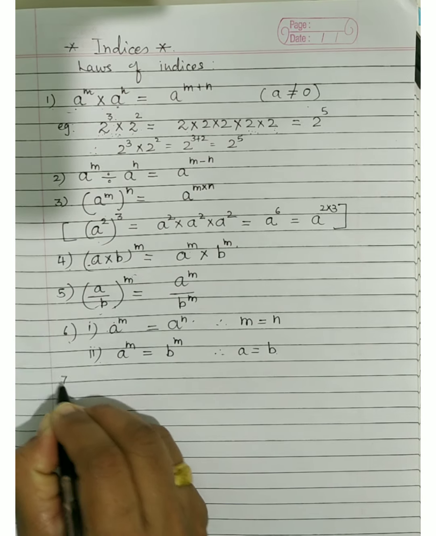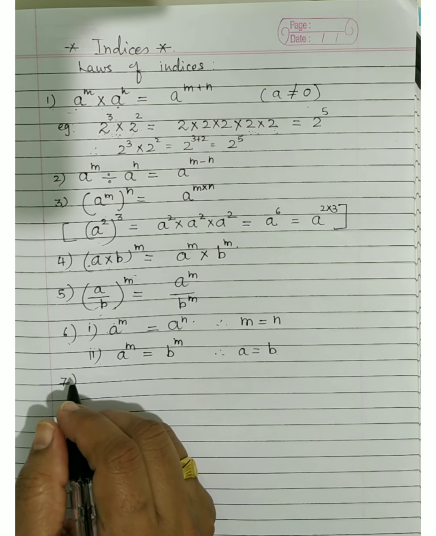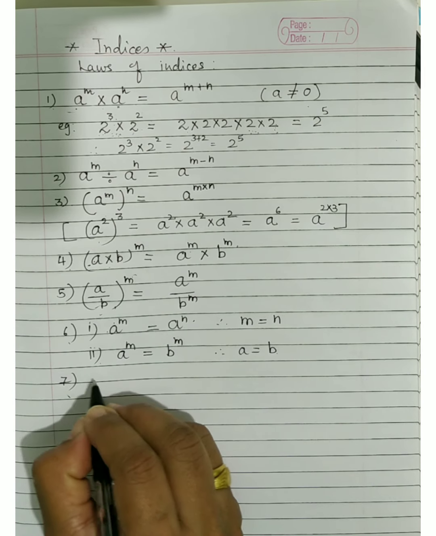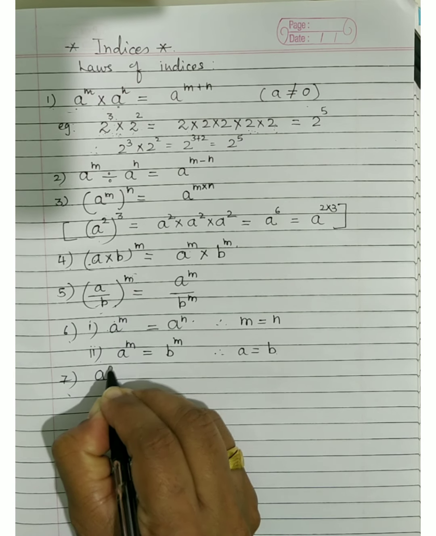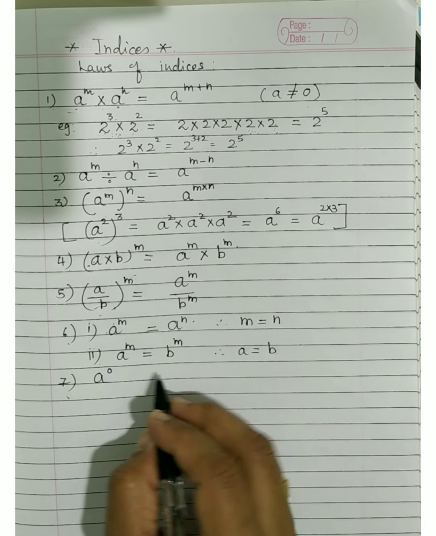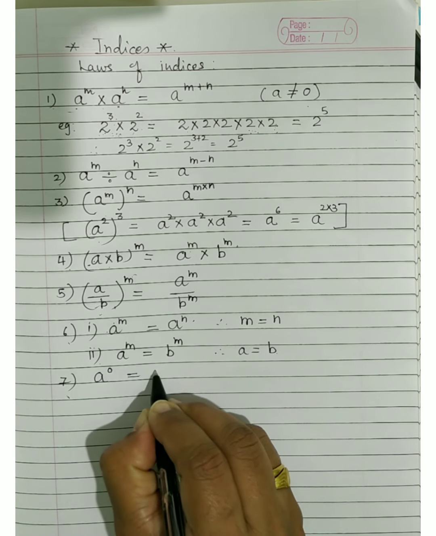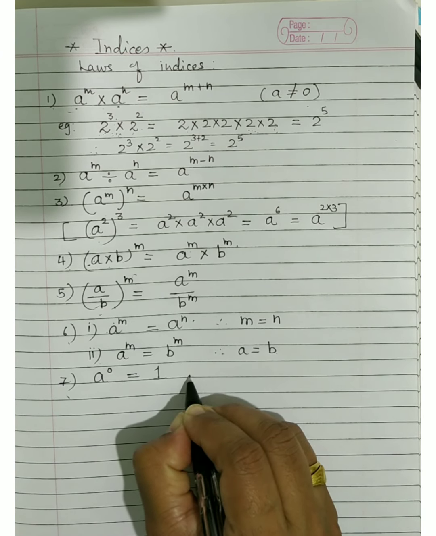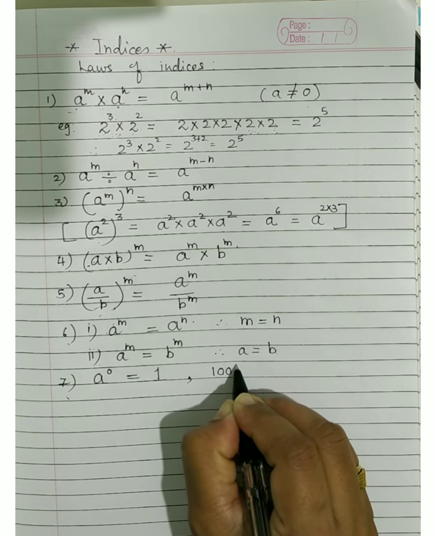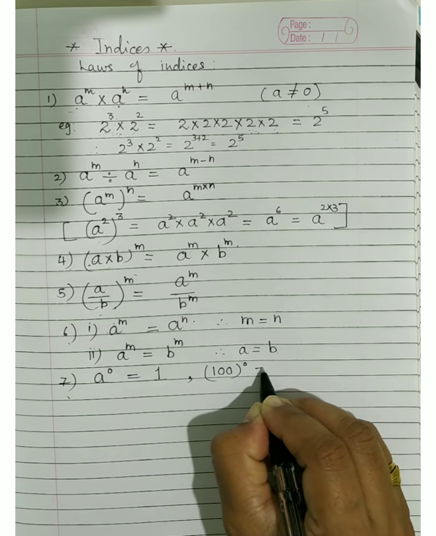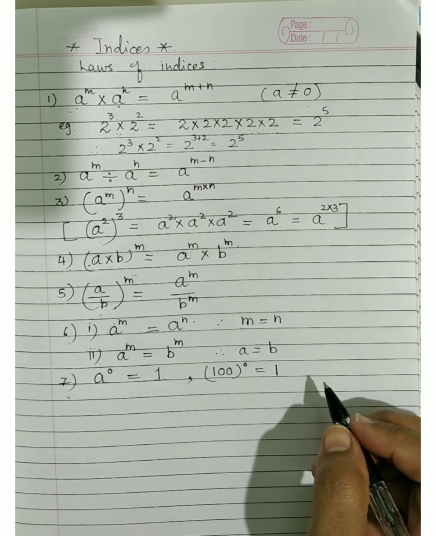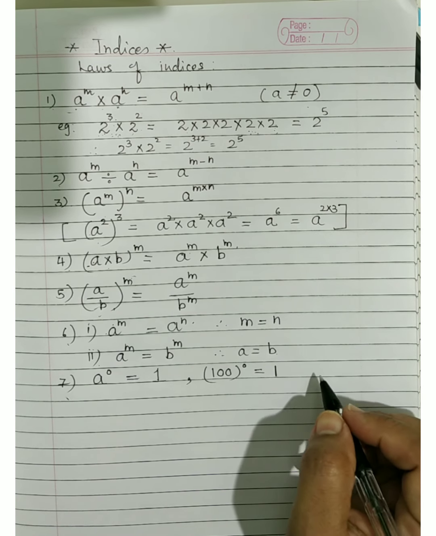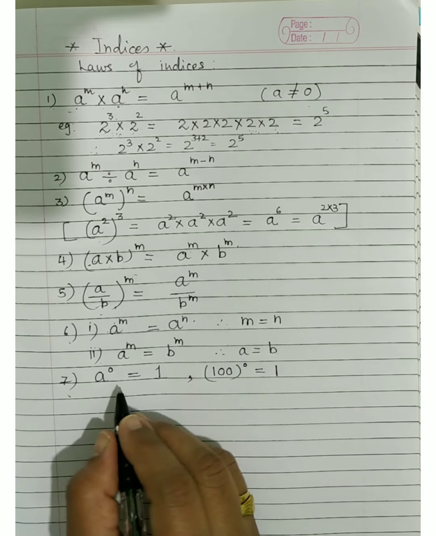There comes another very important law, the zero index law, that you may also know. Any number other than 0, if its index is 0, the value of that will be 1. Any number, even 100, if its power is 0, remember its value is 1. Do you know the reason for that?